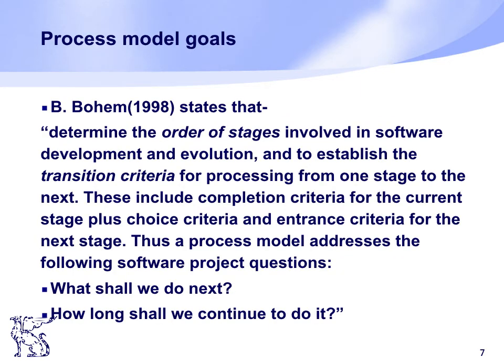After they found the problem with the code and fix model, they realized the importance of models, and then Boehm stated what the goal of the process model should be. The two important things are the order of stages, since the model defines the flow of the activities, and the transition criteria, that means when we should move to the next stage. So the two important questions are: what shall we do next, and how long shall we continue to do it. That is what a process model actually defines.